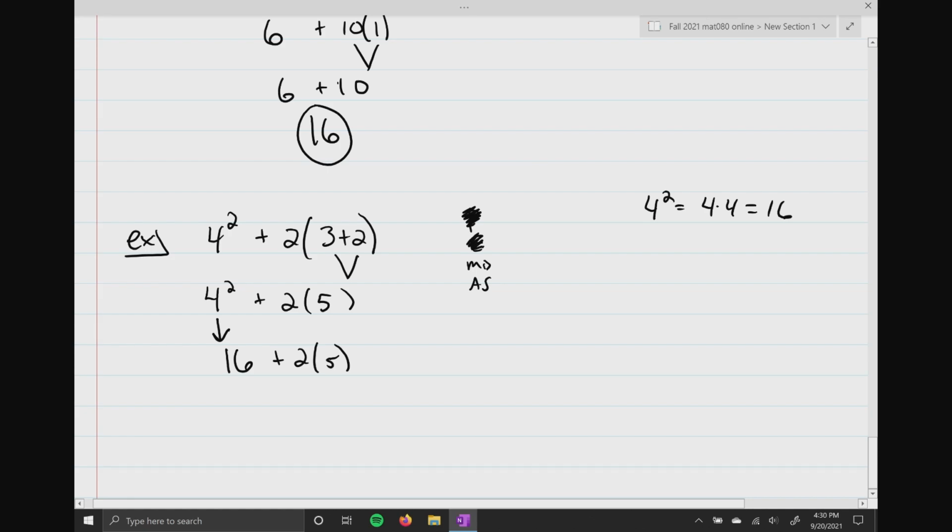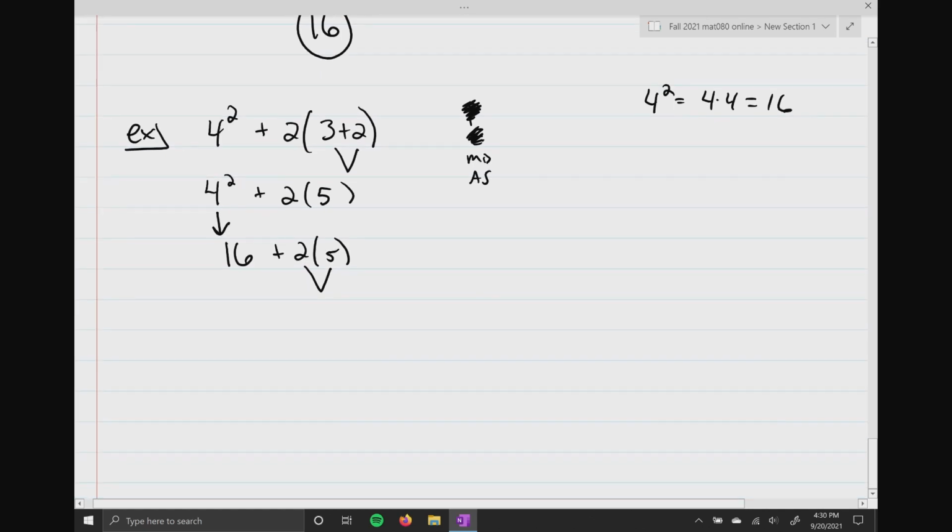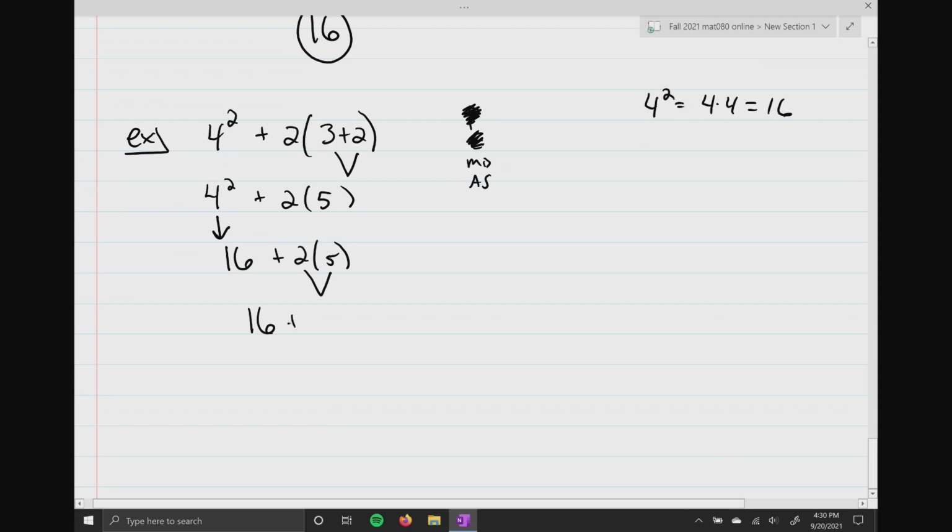Multiplication or division. So I'm going to have to multiply 2 times 5. That's going to be 10. And then lastly, add or subtract. I'm going to add 16 plus 10 to give me 26.